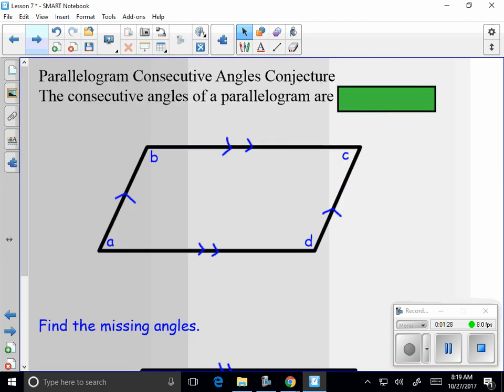What about consecutive angles conjecture? What would be true? We've already talked about this in a lesson past. What's true about, in this case, A and B? They're the first 2 letters of the alphabet. Yeah, you're right. What else is true about them? What's the formal word for add up to 180? Supplementary. Yeah, good. So A and B add to 180. A and D add up to 180. B and C, they add up to 180. And C and D add up to 180 as well.